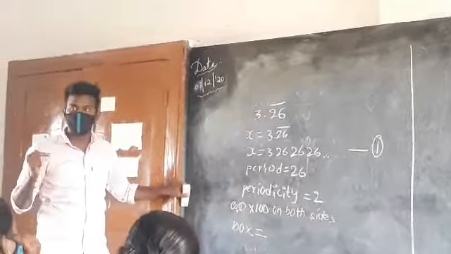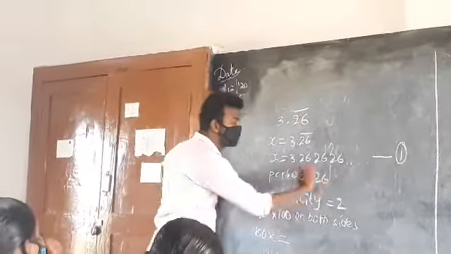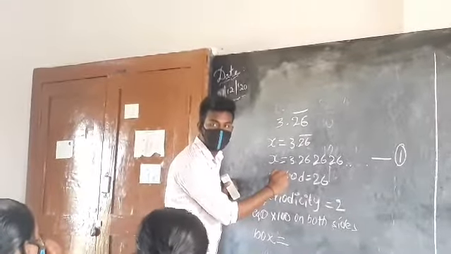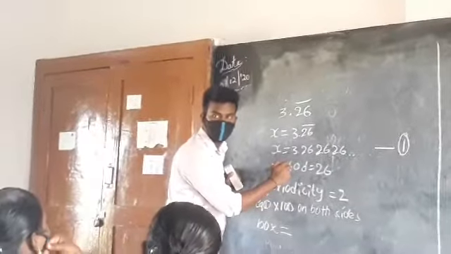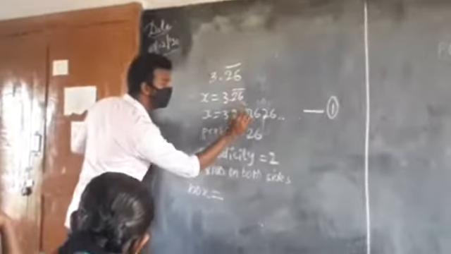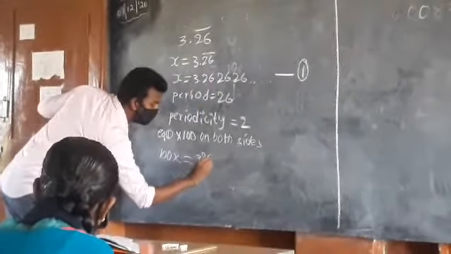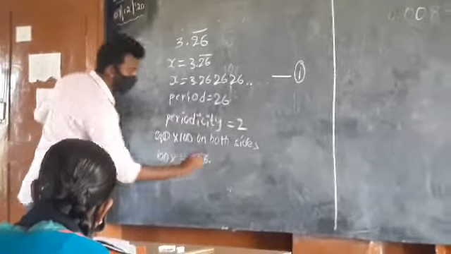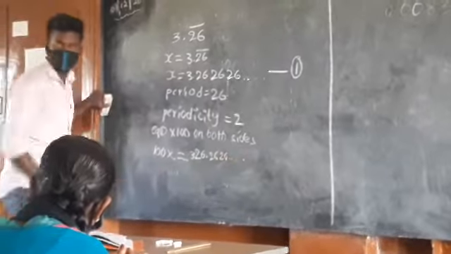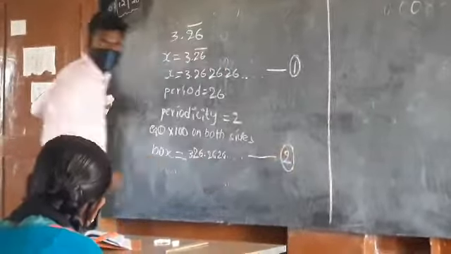What did we discuss? On multiplying decimal numbers with tens, hundreds, etc., the decimal moves towards the right or left? Right. Right side, very good. So the decimal moves towards the right side. Then it would be 326.262626, and again they will repeat. Okay, this can be considered as equation 2.